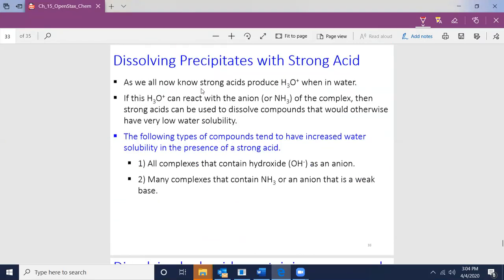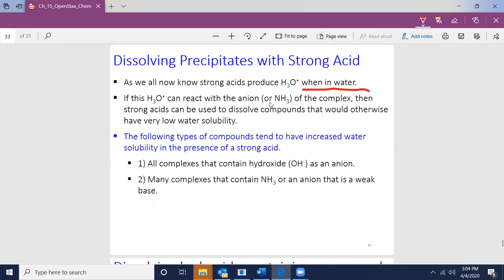As we all know, a strong acid produces hydronium ion in water. If the hydronium ion can react with the anion of the compound, then a strong acid can be used to dissolve compounds that would otherwise have very low water solubility. Do you understand that part? That's what is going on. So the hydronium ion, which is going to be formed when you add a strong acid into the water, can react with an anion.